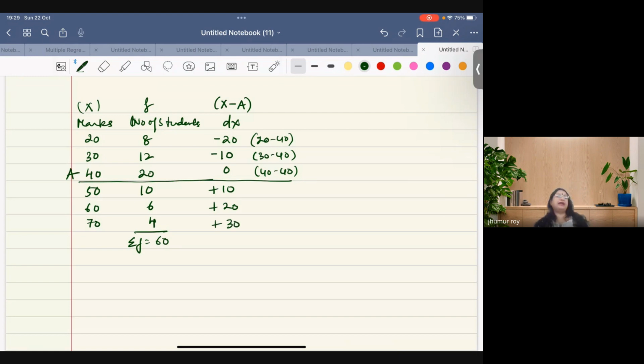So what did I calculate? I calculated dx. Is everybody clear? Dx is x minus a.